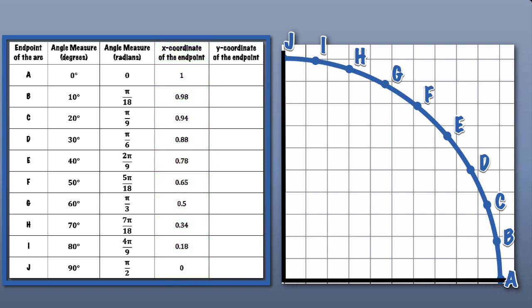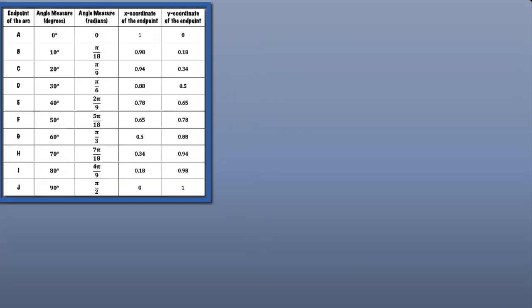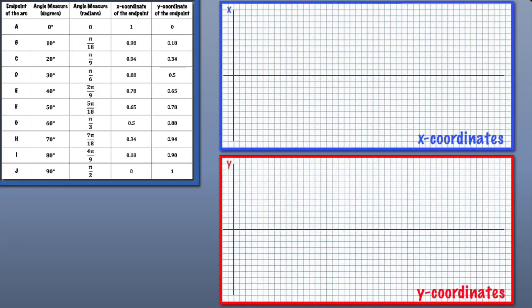Similarly, we can complete the last column. This time we are looking at our vertical distance, or our y-coordinate. So at A, we have a vertical distance, or a y-coordinate of 0. At B, 0.18, and you'll notice that these should be similar to our x-coordinates, but in reverse, based on the laws of symmetry. So what we are going to do is complete these 2 graphs, the top one being our x-coordinate versus our angle measurement in degrees. And we are going to plot these points.